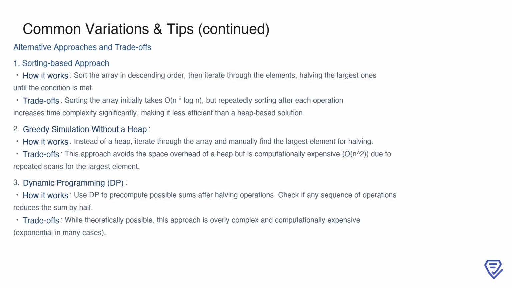This involves pre-computing possible sums after halving operations and checking if any sequence of operations reduces the sum by half. However, this method is overly complex and often has exponential time complexity, making it impractical for large inputs. Each approach has its use cases, but the heap-based solution remains the most efficient and scalable for this problem.